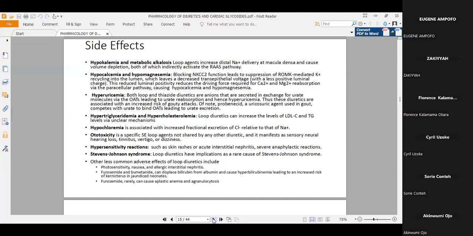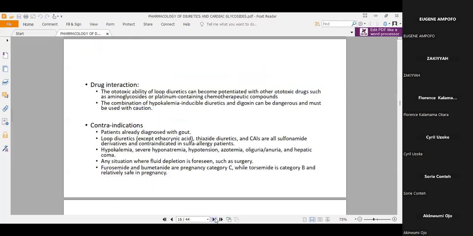For furosemide and bumetanide, they displace bilirubin from albumin and thus lead to hyperbilirubinemia, leading to an increased risk of kernicterus in jaundiced neonates. Rarely, it can also cause aplastic anemia and agranulocytosis. The mechanism is explained in the text.